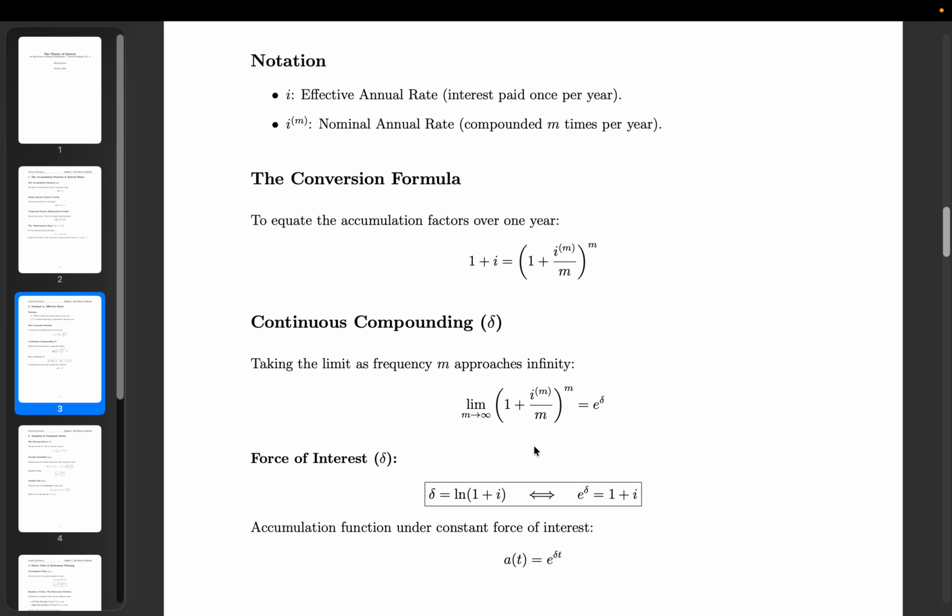Why does Buchanan spend time on this? Because in financial calculus, which we will see in later chapters, using e to the power delta times t is much easier for derivatives and integrals than using (1 plus i) to the power t. But for now, just remember: always ask if the rate you are seeing is nominal or effective. If you mix them up in a long formula, your answer will be wrong.